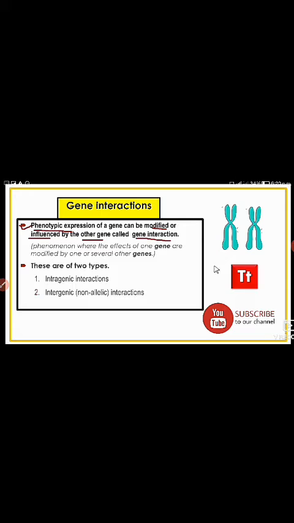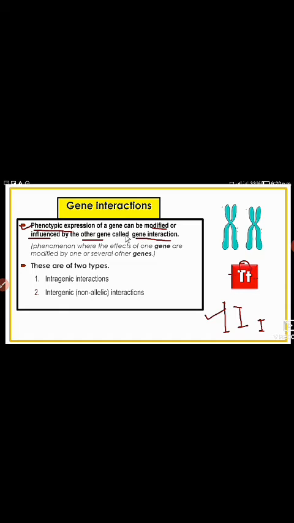Suppose there are two characters for height, tall and dwarf, capital T and small t, but one gene can be influenced by another. In the F1 hybrid of a monohybrid cross, the dominant character like tall is expressed. But in gene interaction, if there is some genetic interaction between two genes, some intermediate product, a medium height of the plant, will be produced.